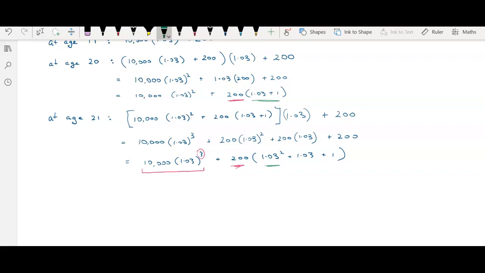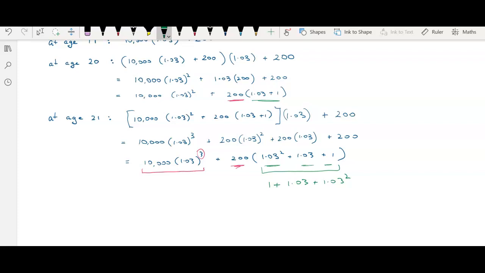Here I've got 1.03 squared plus 1.03 plus 1. Now what I want to concentrate on, so 200 looks solid, this looks solid, but in green, what is this? Does this look familiar? Or maybe if I reverse the order, 1 plus 1.03 plus 1.03 squared. Does this look like it might be a geometric series emerging?